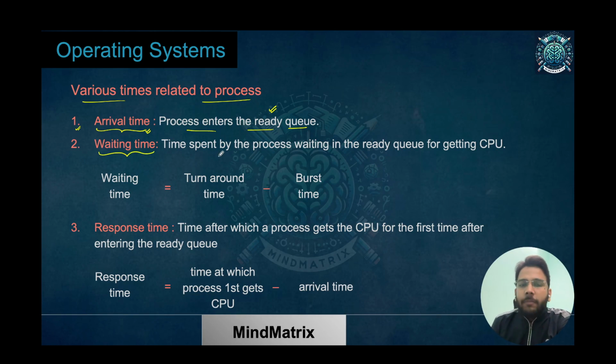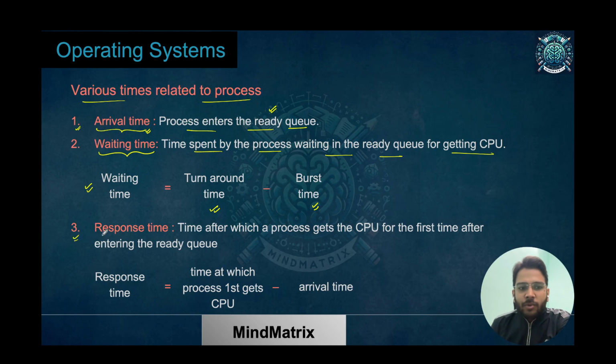What is waiting time? Time spent by the process waiting in the ready queue for getting the CPU. As you know, in the ready state, processes wait to get the CPU so that they can execute. If they are waiting in the ready queue, that will be your waiting time. Waiting time is also equal to turnaround time minus burst time. Now, what is turnaround time and what is burst time? We will be discussing it further, so just wait for it. I will be coming back to the slide again.